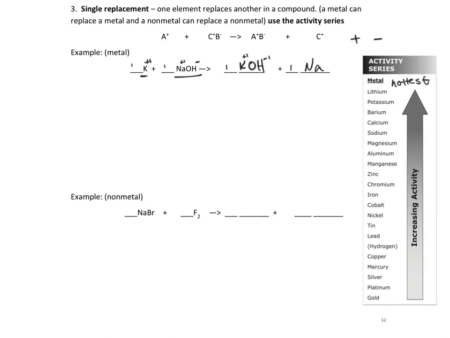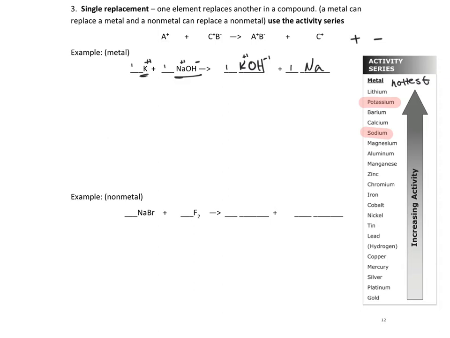So we look at those two elements that we're trying to swap here, potassium and sodium. Potassium is found way up here. Potassium is a very, very, very hot metal, not temperature. We're talking attractiveness. And sodium is down here, still pretty hot, but not quite as hot as potassium. So potassium, the more attractive one, is going to win, is going to steal hydroxide away from sodium, so there is a reaction. If for some reason you had some products where the single was not as attractive as the one that was in the compound, you would write no reaction and move on with your day.